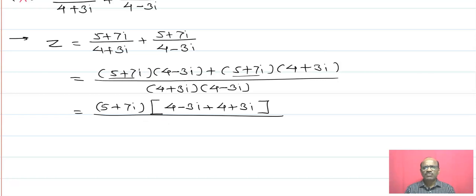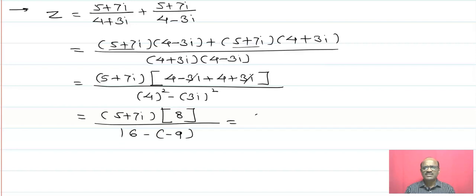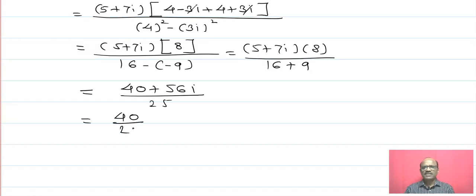Now what is the multiplication of 4 plus 3i into 4 minus 3i? That is 4 square minus (3i) whole square. Therefore 5 plus 7i, 4 plus 4 is 8. 4 square means 16 minus, in bracket, minus 9. That is 16 plus 9. Overall it is 25. Therefore it is written in this manner. That is 40 plus 56i upon 25. Therefore it is 40 upon 25 plus 56 upon 25 i.